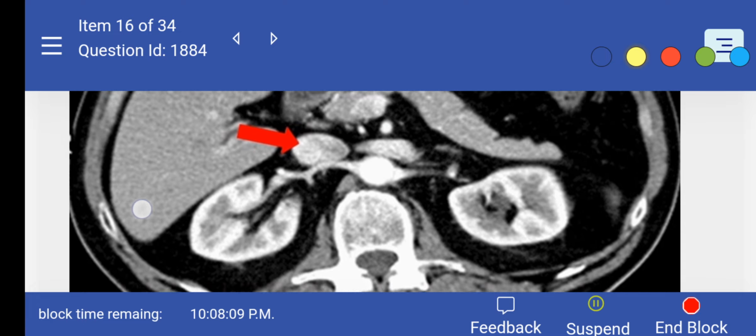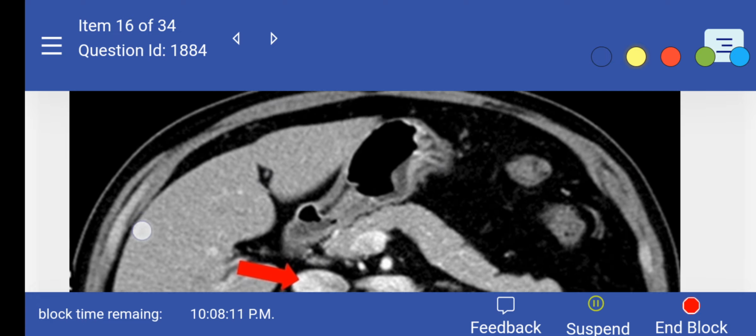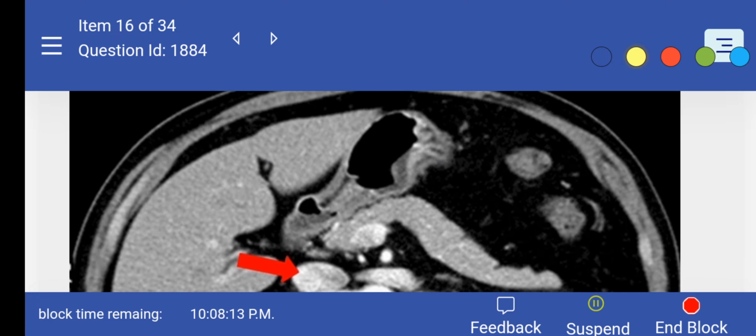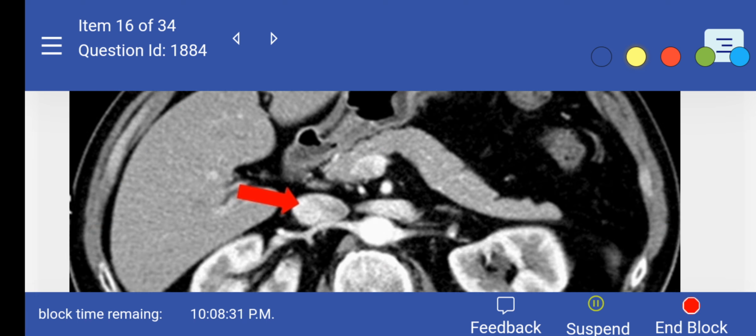Okay, let us see. So they have mentioned this, right? Let me show this for you. This is the liver, right? Okay, this is the stomach, but they are asking about one point at the red arrow, right? Okay, let me further explain this for you so that you can get this.